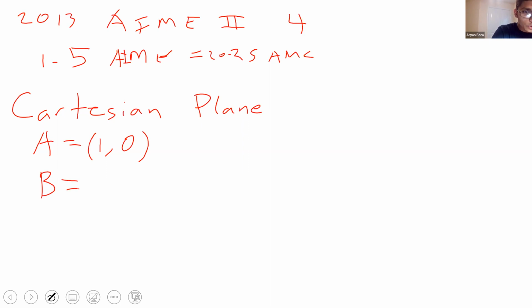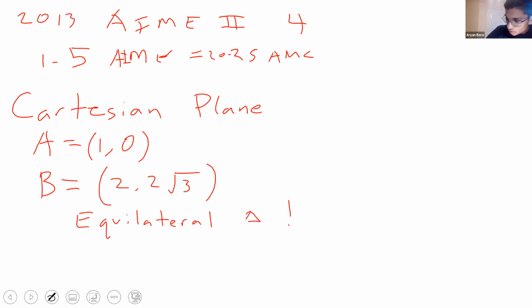And we're given the second point, B, which is (2, 2 root 3). So then these guys basically say we have an equilateral triangle. This is actually a little part of an equilateral triangle, and its last vertex, C, is in the first quadrant.